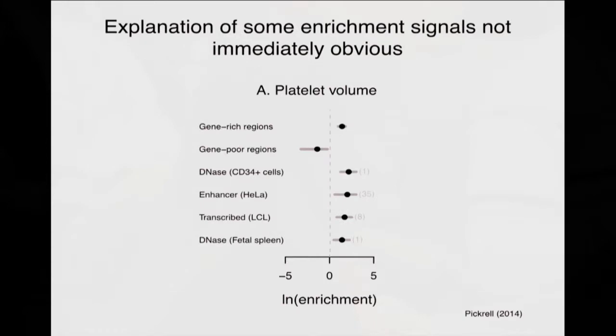And sometimes these things don't totally make sense. So here's platelet volume again, zooming in. We have CD34 positive cells, enhancers in HeLa cells, maybe that makes sense, transcribed regions and lymphoblastoid cells. But here's the spleen. The model seems quite confident that genetic variants that influence platelet count are enriched in the fetal spleen. And I don't have a great explanation of that.